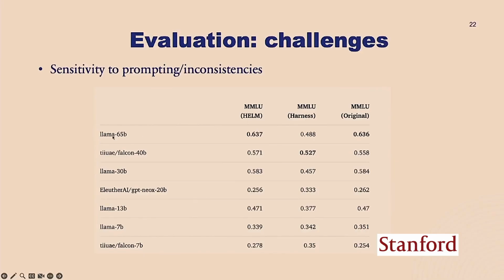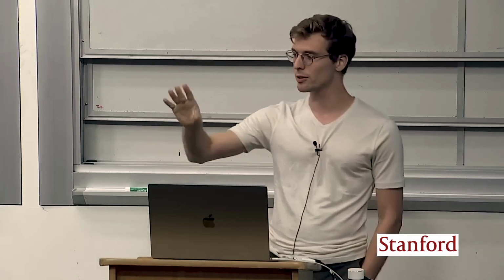For example, Llama 65B, which was the first model of Meta in the Llama series, had on Helm 63.7 accuracy, but on this other benchmark had like 48.8. So really the way that you evaluate, and this is not even talking about prompting, this is really just the way that you evaluate the models. Prompting is another issue. So really there are a lot of inconsistencies. It's not as easy as it looks.